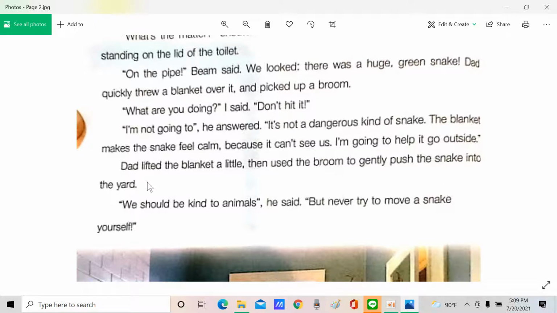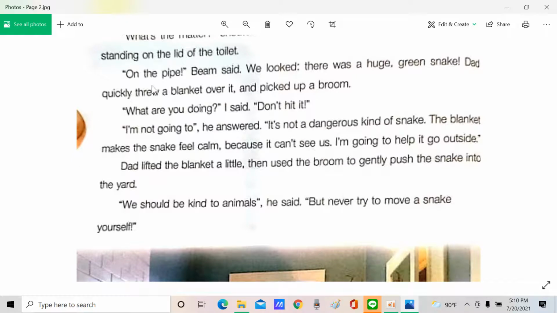How did Dad do it? Dad lifted a blanket a little, then used the broom to gently push. Push. What is push? Put force forward to push the snake into the yard. Dad pushed the snake a little while it was still covered with the blanket so that the snake can't see them and the snake won't react and won't fight back. So push the snake slowly, gently, not strongly, because the snake would get hurt. So slowly pushed into the yard.